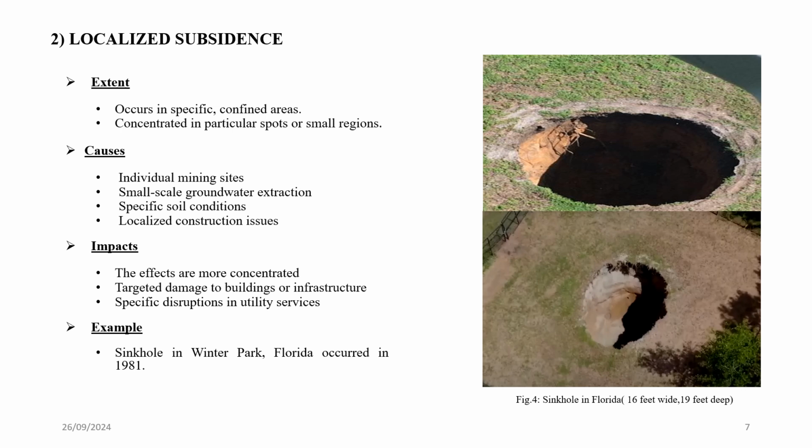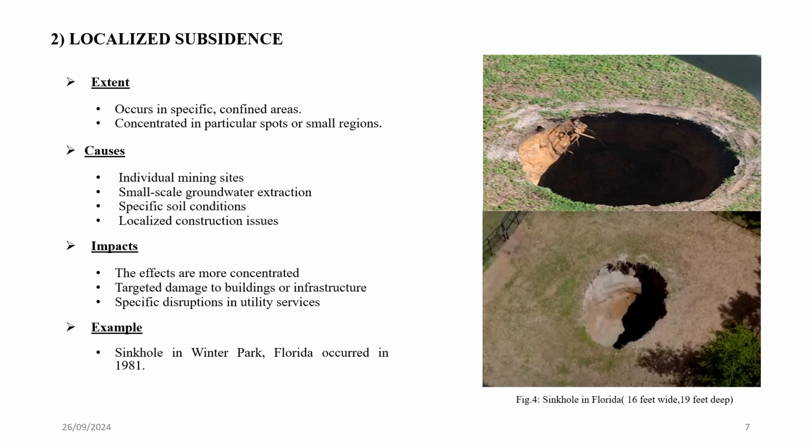The second type of land subsidence is localized subsidence. It refers to sinking or collapse of the earth's surface in a small specific area, often creating visible depressions, cracks, or sinkholes. Common causes include underground mining, poorly compacted soil during construction, natural karst formations, or collapse of groundwater cavities due to water withdrawal. Its impacts are more concentrated. Unlike uniform subsidence, localized subsidence is concentrated in a specific region, making its impacts more immediate and dramatic.